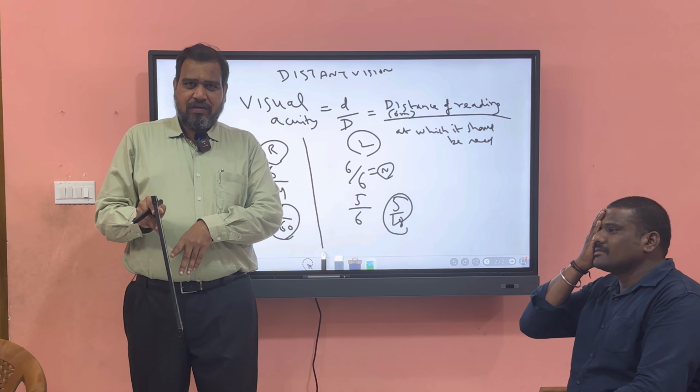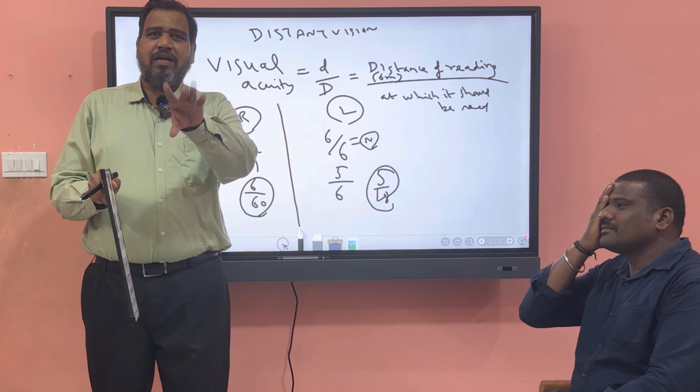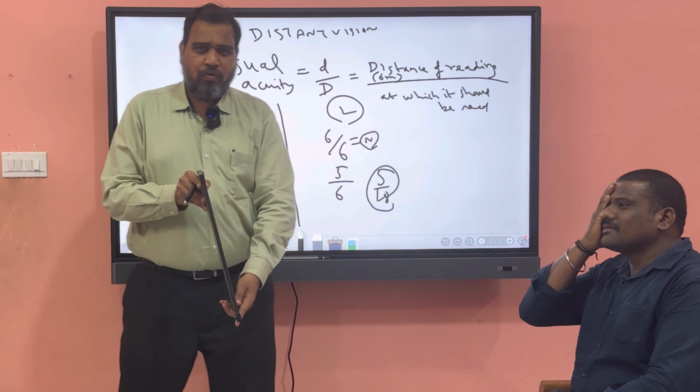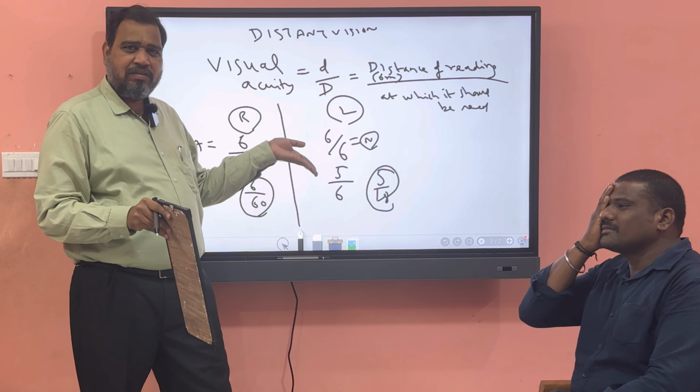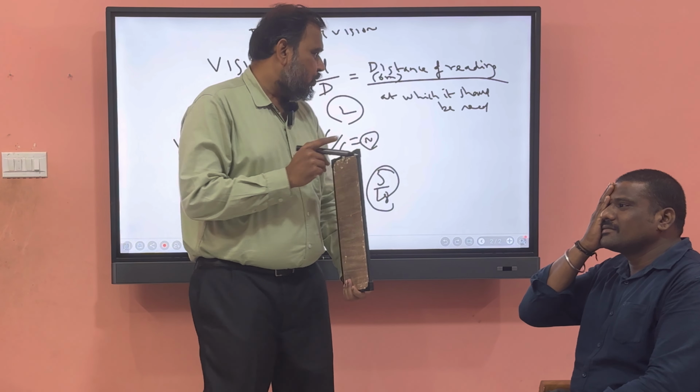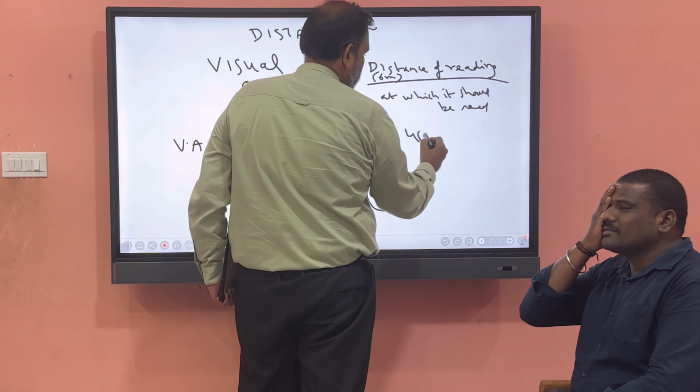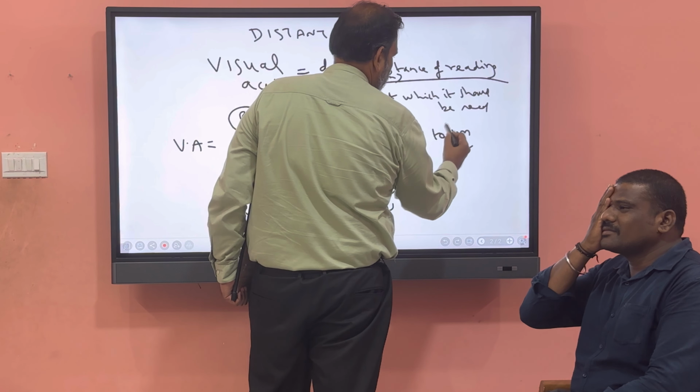Now the distance is 5 meters. So even letter A is not able to see, then 4. Again same thing: 4 by whatever letter he is reading, 4 by 60 or 4 by 6. If he is not able to see, 3. So up to 1 meter.